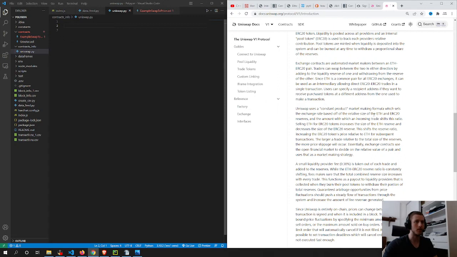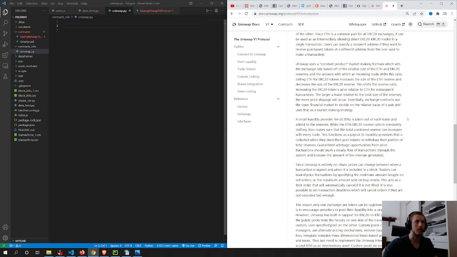Since ETH is a common pair for all ERC20 exchanges, it can be used as an intermediary, allowing direct ERC20 trades in a single transaction. Users can specify a recipient address if they want to receive purchased tokens at a different address from the ones used to make a transaction. Uniswap uses a constant product market-making formula which sets the exchange rate based off of the relative size of the ETH and ERC20 reserves, and the amount with which an incoming trade shifts this ratio.